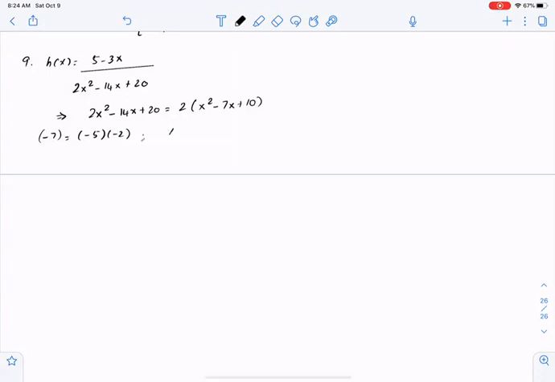So I could rewrite x squared minus 7x plus 10 as x squared minus 5x minus 2x plus 10. In the first 2 terms, I can pull x out. So we will have x times x minus 5. In the last 2 terms, I can pull 2 out. I will have negative 2 times x minus 5.